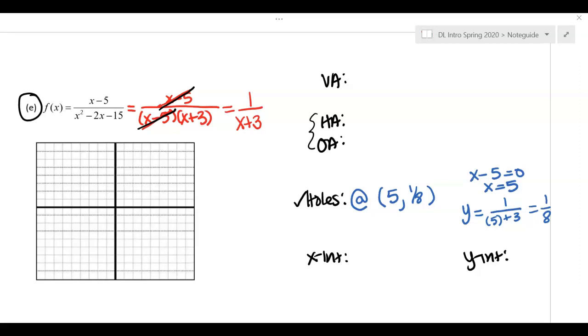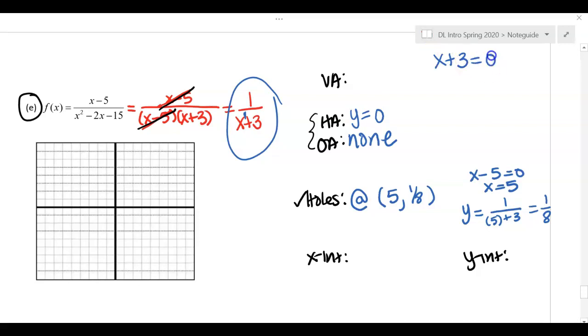Okay? Now we can look at the new version of the equation to answer everything else on here. So notice that the degree of the denominator is higher, which means no oblique asymptote. And it means not only do you have a horizontal asymptote, but your horizontal asymptote is at 0. For our vertical asymptote, we're going to set the denominator equal to 0. And we get one vertical asymptote in this case at x equals -3.